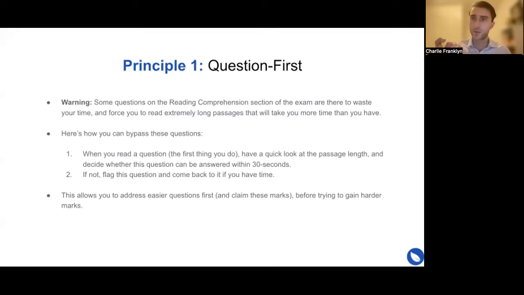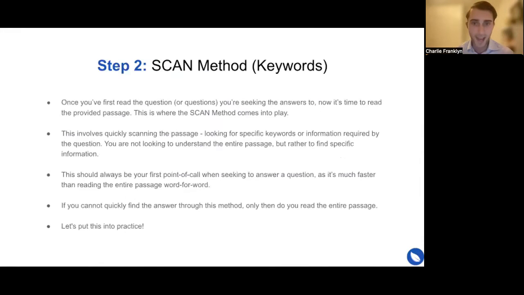First thing, read the question first, then go back to the passage. If there are multiple questions, read both of them, then narrow in on the first one that you're actually looking to find the answer for, then go back to the passage. Then what I'd recommend, rather than reading the piece of writing as if it was a book that you were reading lazily on the weekend, is we want to use the scan method, which is where you're looking for keywords. Essentially, what is the scan method? It involves you quickly scanning the passage, looking for specific keywords or information required by the question.